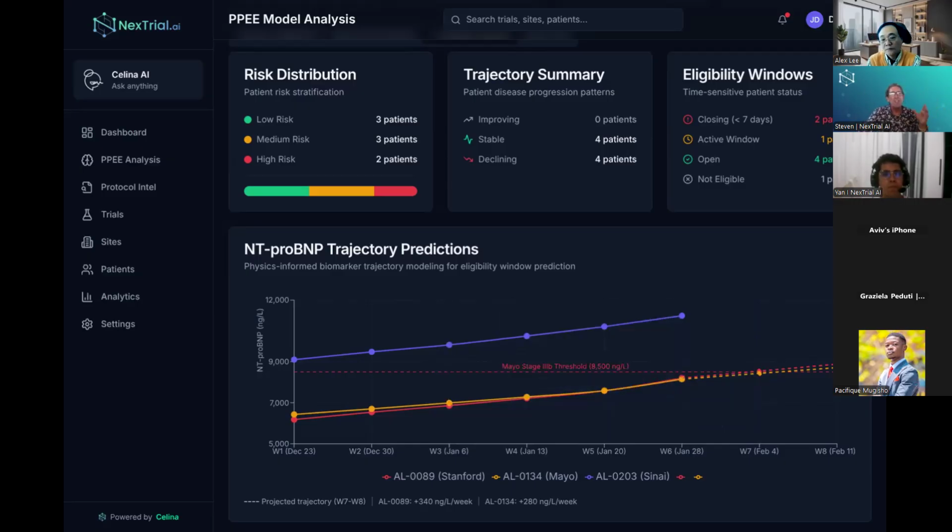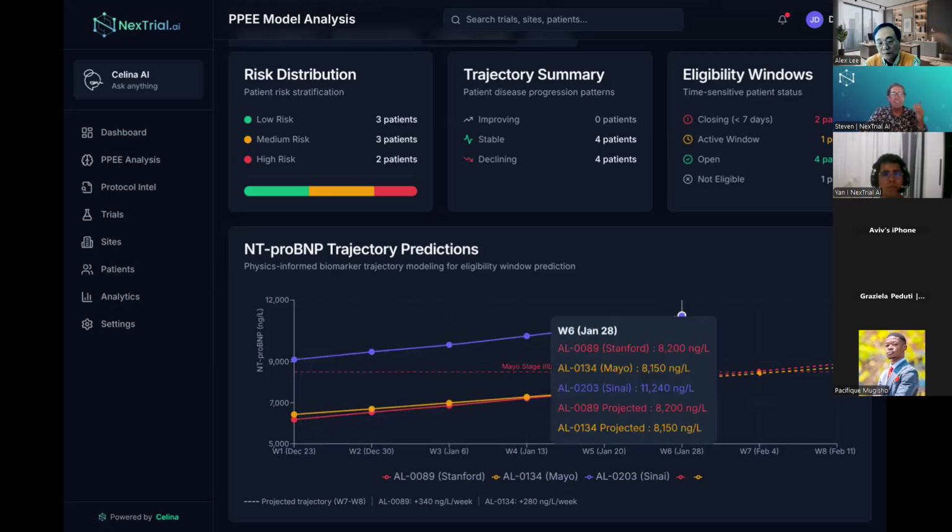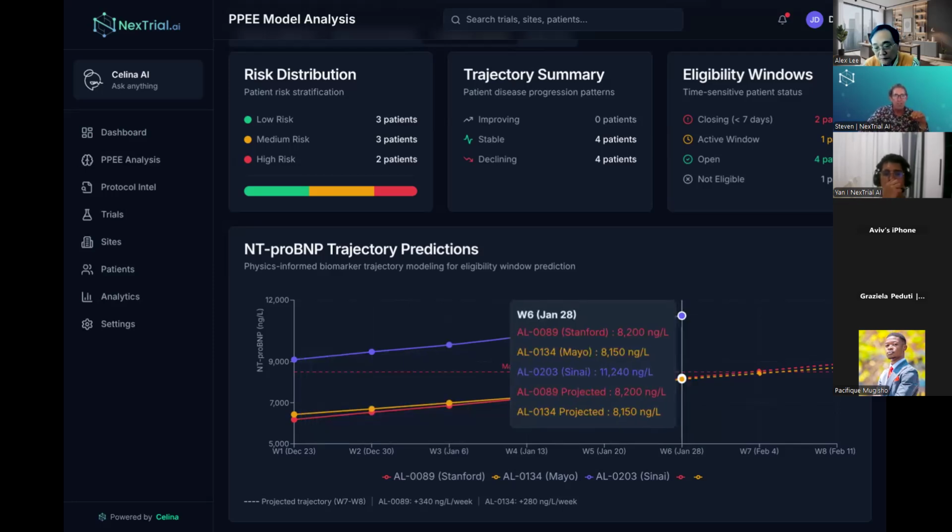Our system sees them 30 to 60 days before they cross and tells the coordinator, screen now, before the window closes. So, how?